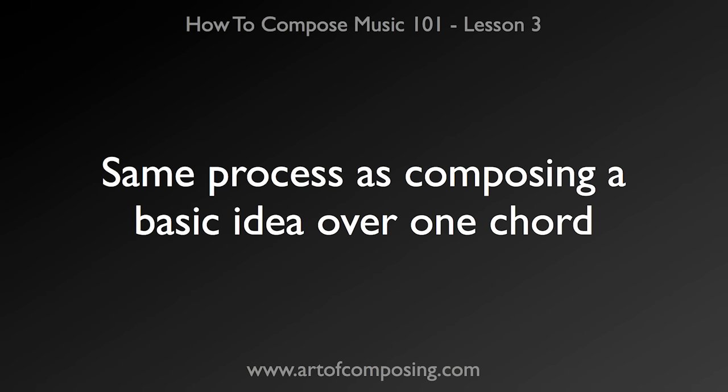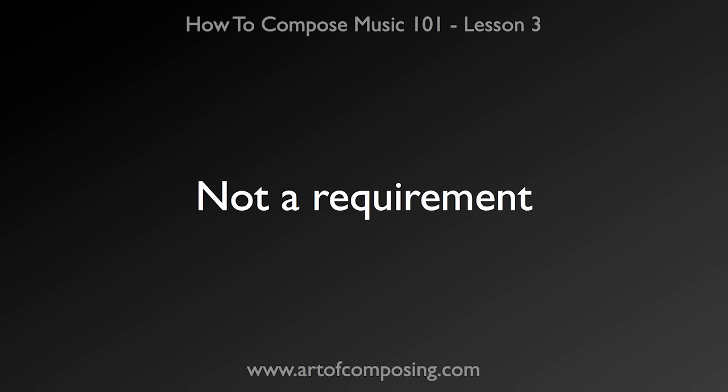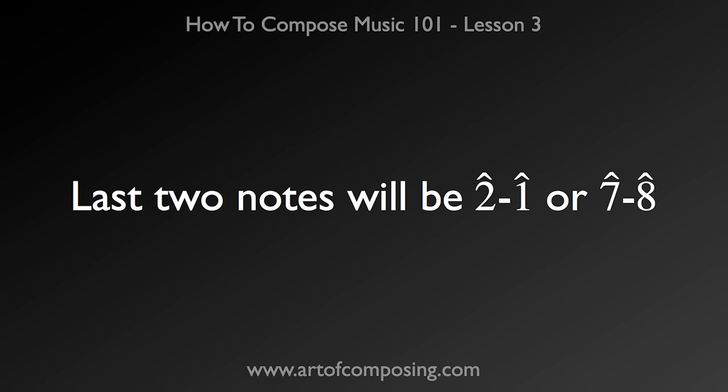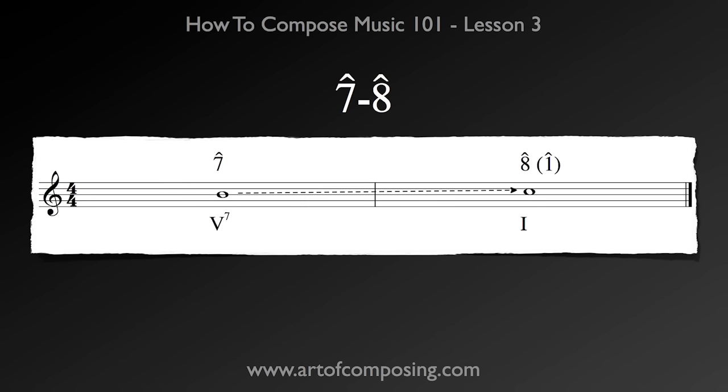When composing an idea over more than one chord, the same rules apply. Just make sure you're using the right chord tones over the harmony. Now, there's one specific thing that I want you to do. This is not an absolute requirement, but it is if you want to write a perfect authentic cadence. The last two notes in the melody will either be 2-1 or 7-8. This means that in C major, it's either going to be D-C or B-C.